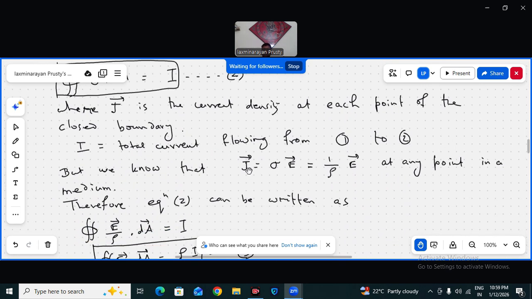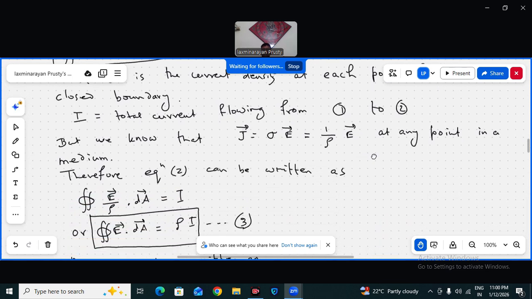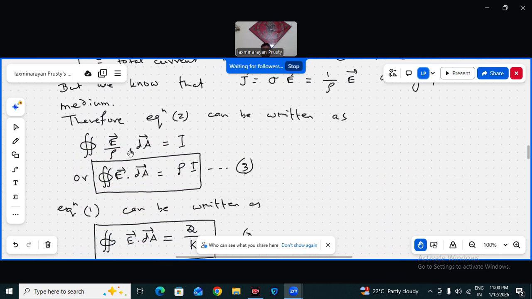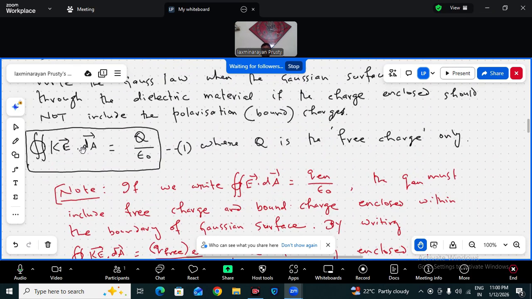But we know that J bar is sigma E bar. You must be knowing this. In a homogeneous medium, sigma is the same throughout. So J bar is equal to sigma E bar, but sigma is 1 by resistivity, so 1 by rho times E bar at any point in a medium. So therefore, equation 2, how can I write? Integral of E bar by rho, that is J dot dA, is I. So rho you take to the right hand side. So integral of E dot dA over the closed surface is rho I. But from equation 1, if I bring K outside, what should I get from equation 1?